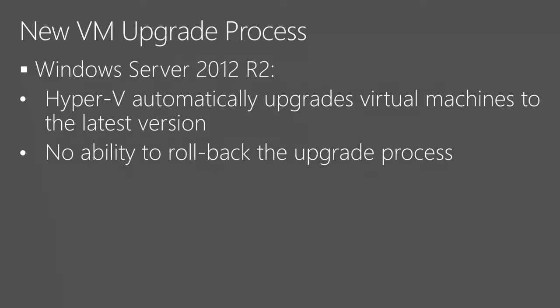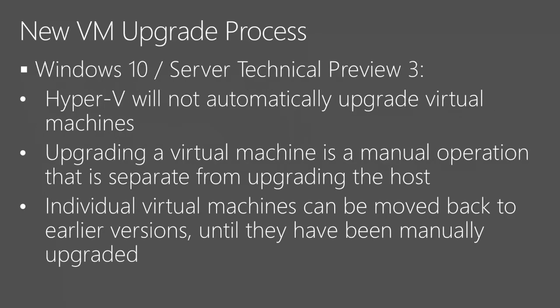In the previous releases of Hyper-V, if you brought a virtual machine into management by Hyper-V, we would automatically upgrade the virtual machine configuration, and there was no way to roll it back. In Windows 10 and in Technical Preview 3, now when you bring virtual machines in, we don't automatically upgrade them. We keep them at the version that they were at. You can continue to use them and all the functionality that you've used, and we keep everything compatible.